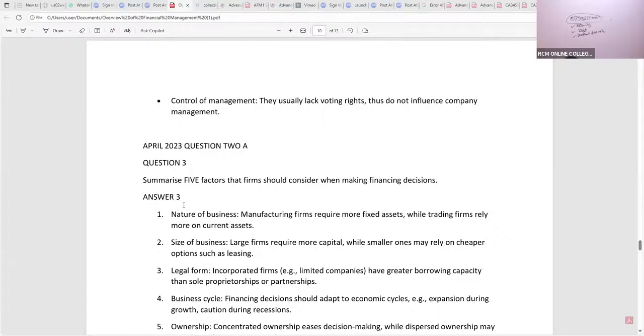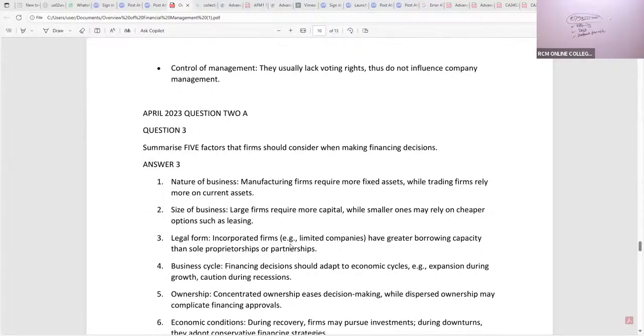April 2023, question number 2A. Summarize 5 factors that should be considered when making financing decisions. These ones already we have them. Nature of business. Manufacturing firms require more fixed assets, while trading firms rely more on current assets. So manufacturing firms would need more capital. Size of the firm, large firms require more capital.